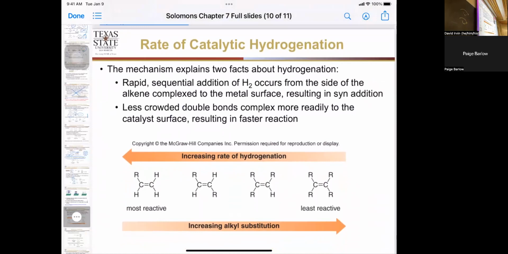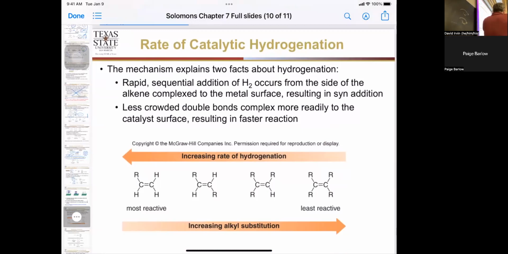If you only have hydrogens, you can fit that alkene closer to the metal surface, right? Because they're small. As you add one methyl group, that methyl group is probably going to stick up a little bit and it'll still be able to react. Two methyl groups, it gets a little harder, but by the time you get to 4 methyl groups here, it's hardest to react because it can't sit flat on that surface. So it is the slowest of those to react.